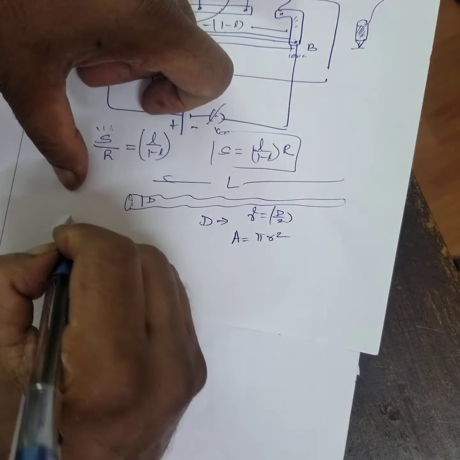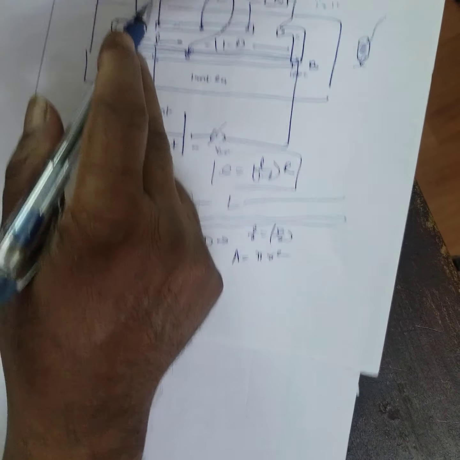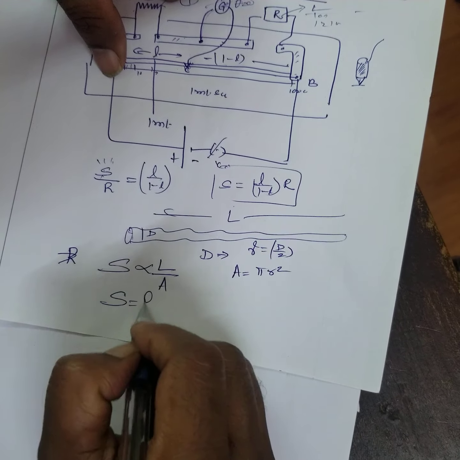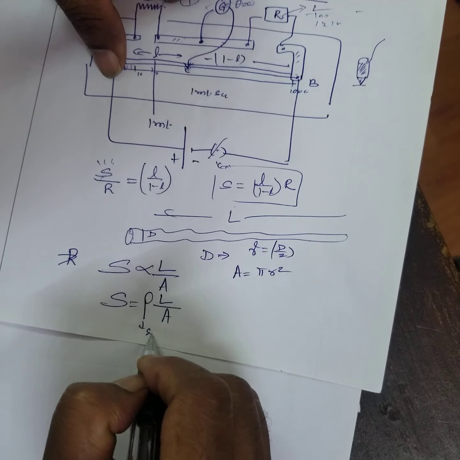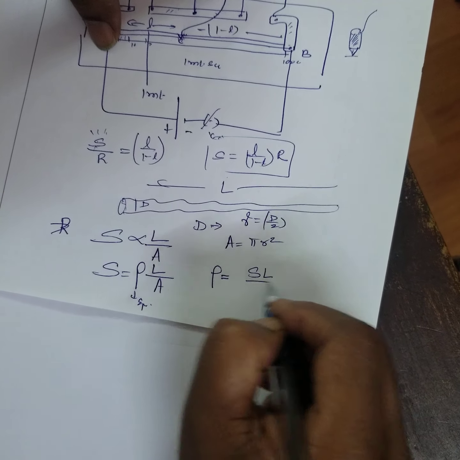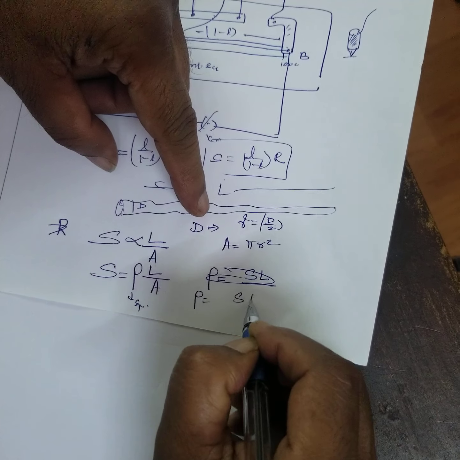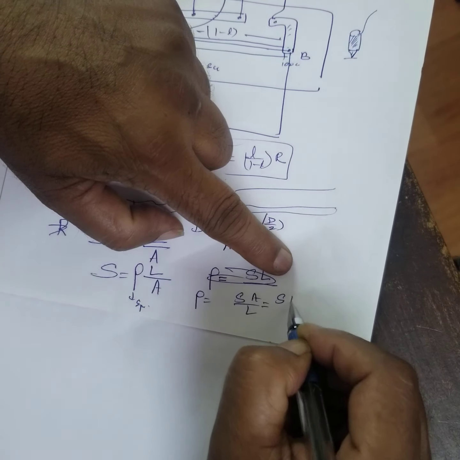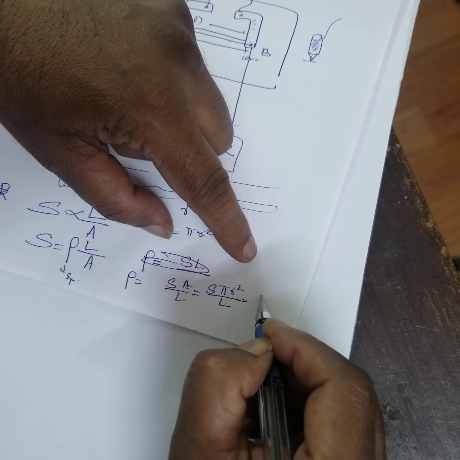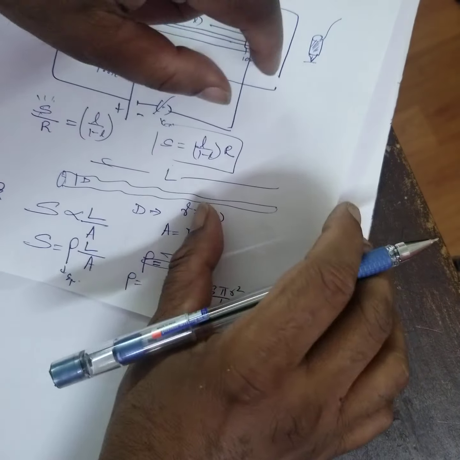Once you know the diameter, you can find out the radius, diameter by 2. Then area is pi R square. L is the length. The resistance of this conductor is directly proportional to length and inversely proportional to area of cross section. The resistance is equal to rho L by A. The rho is the specific resistance. You know this. The rho is equal to S A by L, cross multiplied. A is pi R square, by L. But R is D by 2. Therefore, pi D square by 4L into S. Therefore, you will get this.